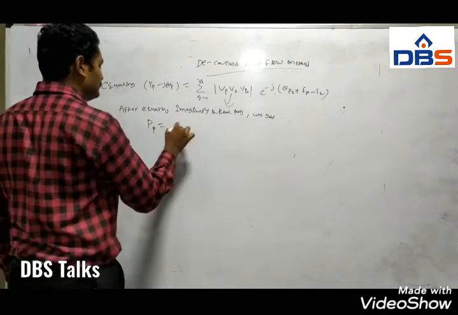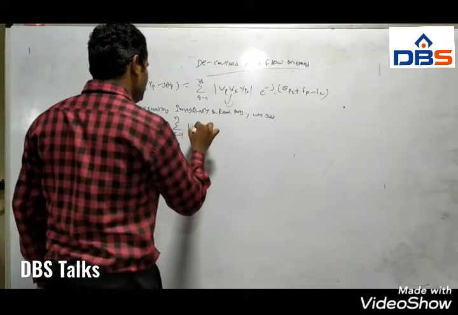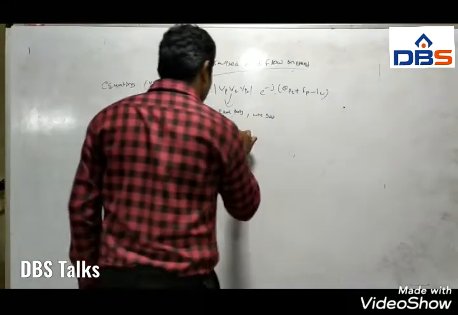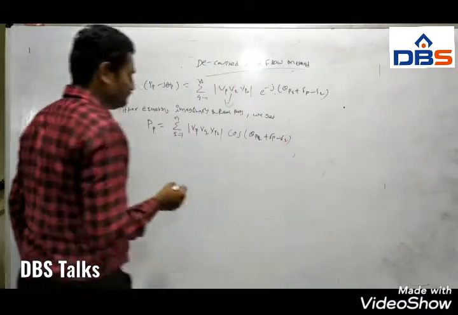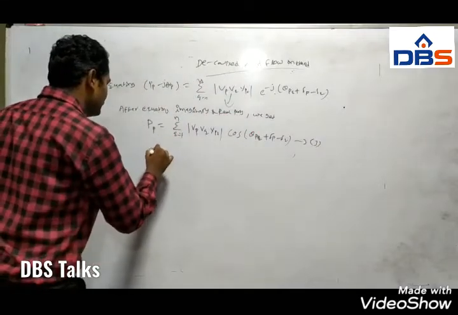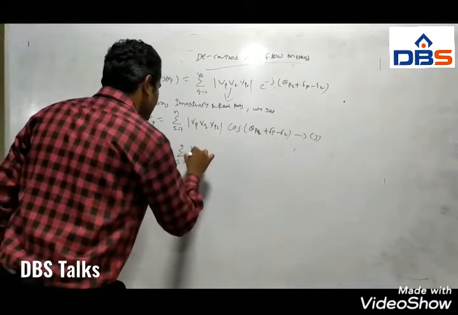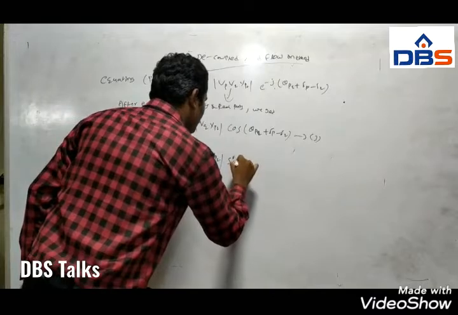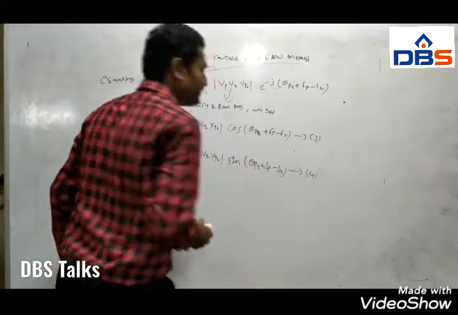Pp, that means real power, is equal to sigma q equals 1 to n mod Vp Vq Ypq into cos of theta pq plus delta p minus delta q. Call this equation 3. Similarly the imaginary part, that is Qp, is equal to sigma q equals 1 to n mod Vp Vq Ypq sin of theta pq plus delta p minus delta q. Treat this as the fourth equation.